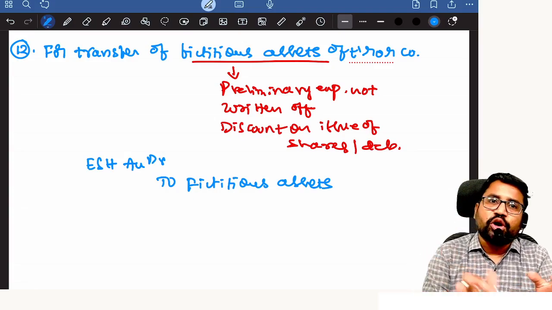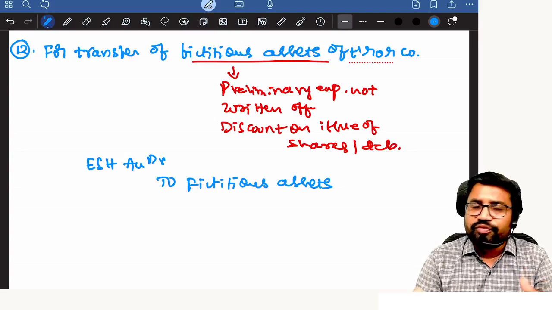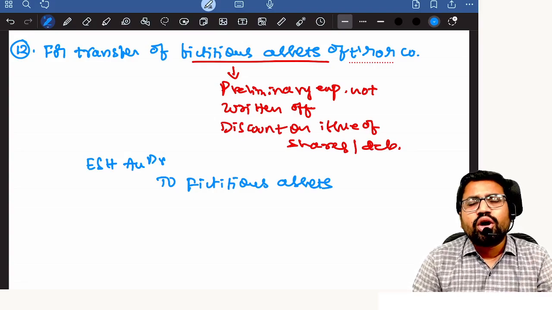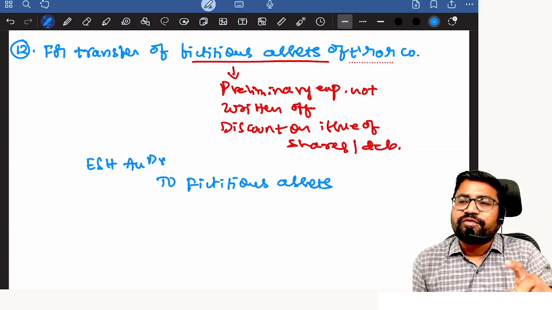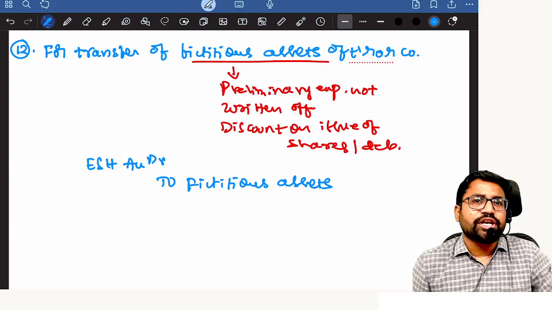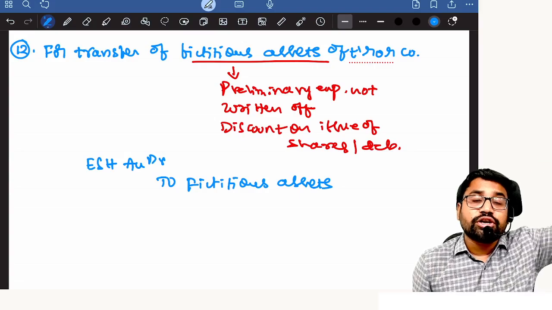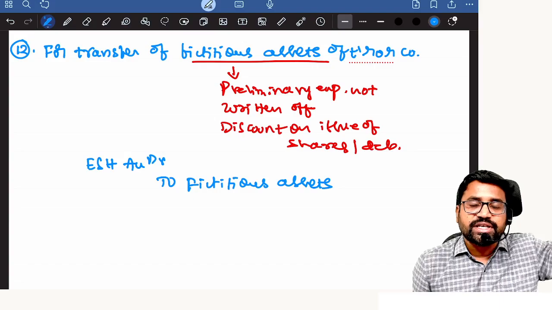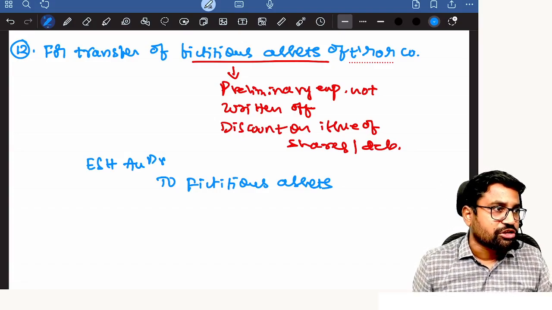Reserves and surplus may be positive or negative. If it is positive, it will be credited. If it is negative, it will be debited. Please understand, this concept of fictitious assets is not there as per Schedule 3. But sometimes in the questions they may give according to the old Schedule 6. Actually, the practice of showing preliminary expenses not written off, discount on issue of shares, debentures in the balance sheet is prohibited as per Schedule 3.